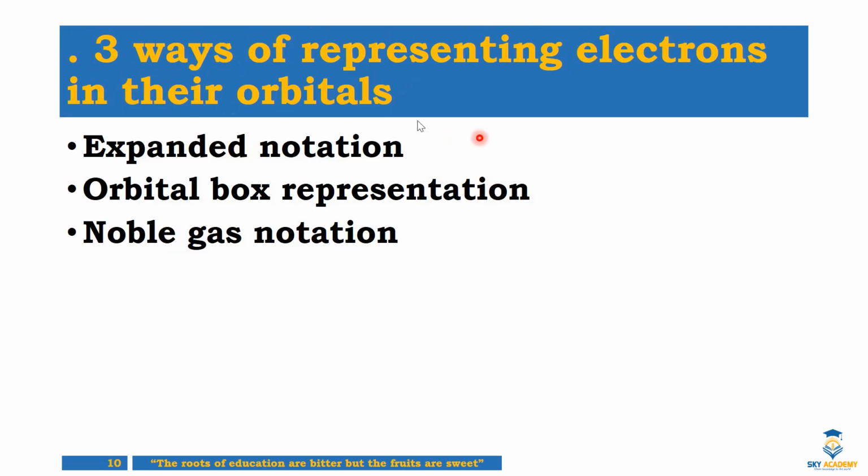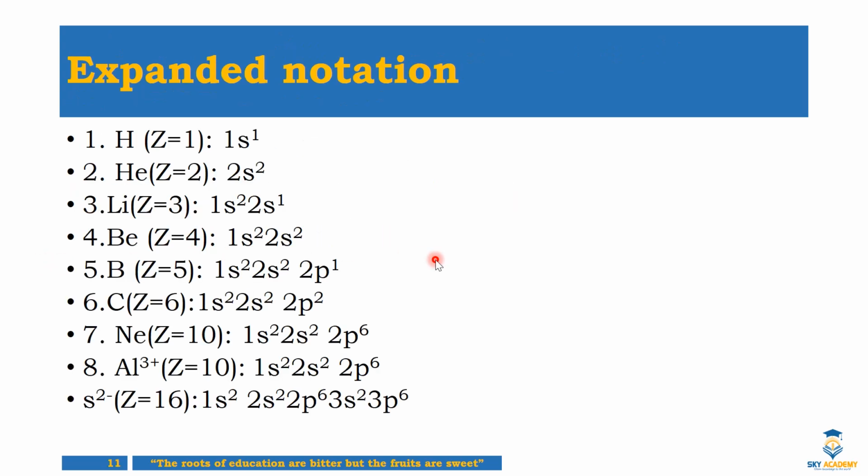In assigning electrons in the respective orbitals, you have 3 ways. There is what we call expanded notation, orbital box representation, and noble gas notation. So for expanded notation, it looks like this, the one we are familiar with. Hydrogen has atomic number of 1, so we say 1s1.